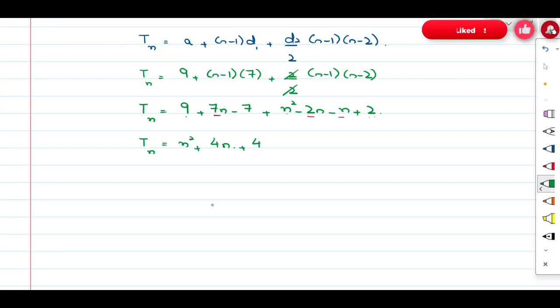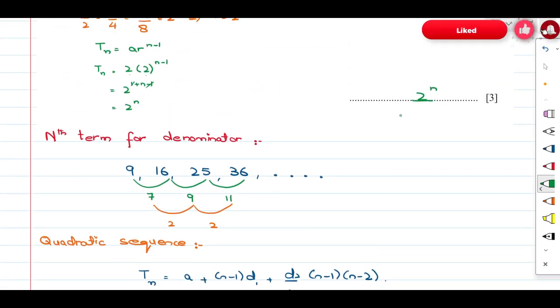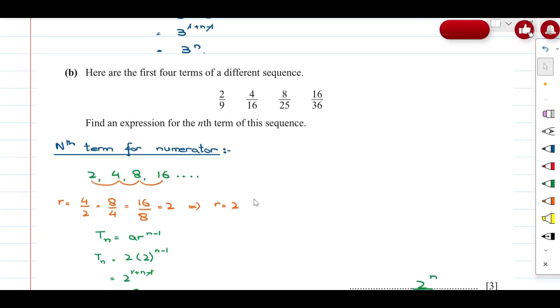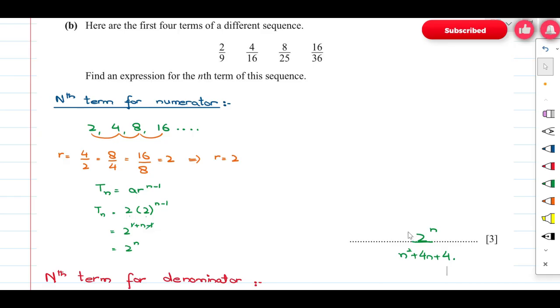So this is the nth term formula for the sequence in the denominator: n squared plus 4n plus 4. This is a tricky one. This is how you need to deal with fractional sequences. Whenever you have a sequence in fractions, it is better to figure out the nth term separately for the numerator and separately for the denominator, and once you get the nth term for both, just divide them, and you will get the nth term for that sequence.